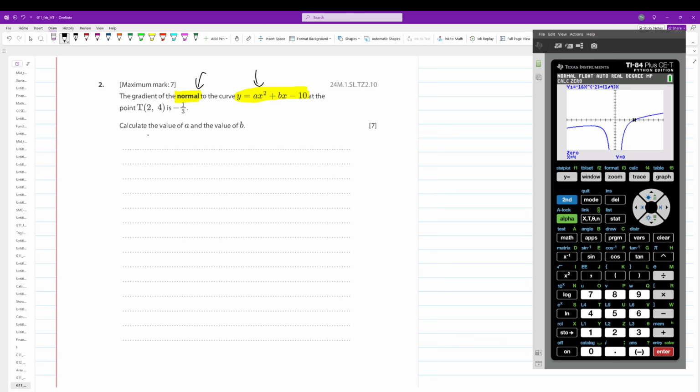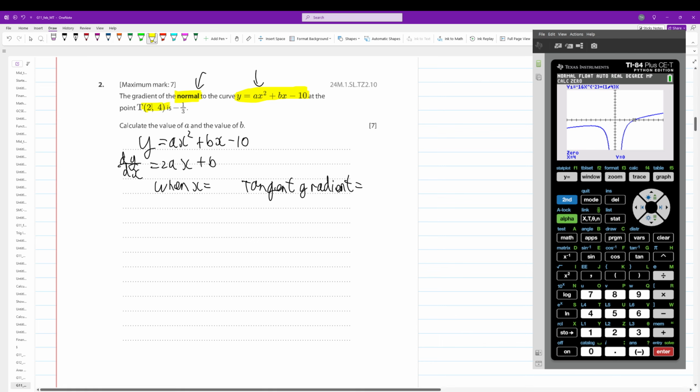To find that normal, I would take my function, differentiate it to find the tangent gradient. Now, to find the tangent gradient, I would take some value of x, and that will give me the tangent gradient. So I have an x value in this coordinate. X is 2 and y is 4. But I don't need that y value right now, because all I need to use is x is 2.